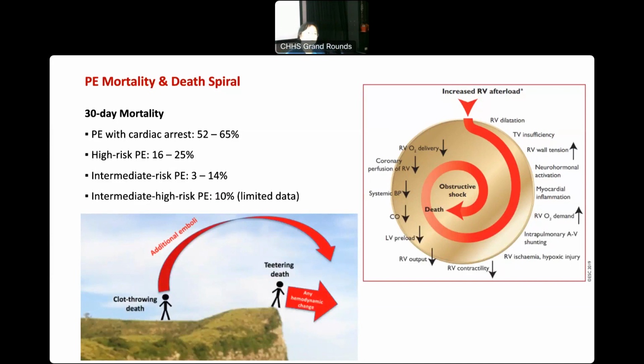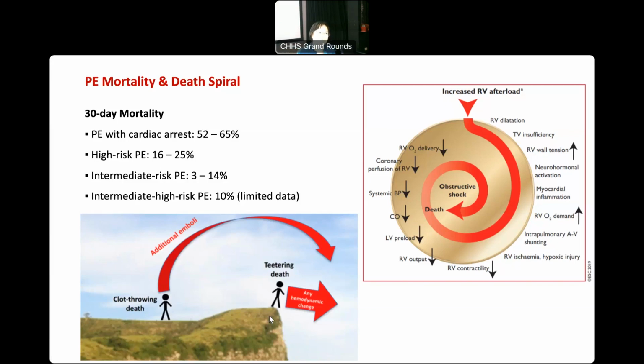Now we have increasing data about specific types of intermediate-high-risk PE, with mortality around 10%, that's a lot. So how can we identify those PE patients just at the edge of the cliff?